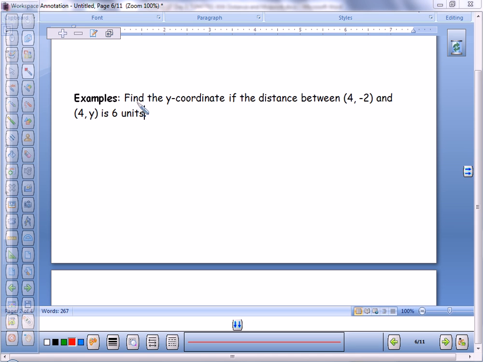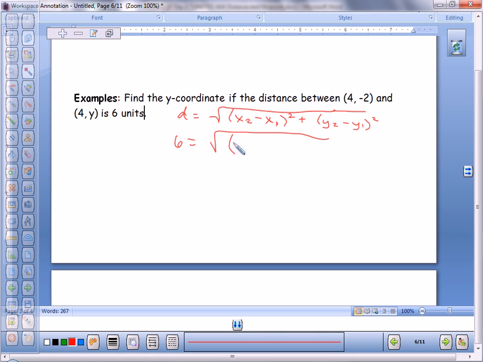So we know we're dealing with distance, so we're using the distance formula on the coordinate plane. All right, so we'll fill in what we do know. We know the distance is 6. So 6 equals the square root of the difference in our x's, so (4 minus 4) squared, and the difference in our y's, (y minus -2) squared.